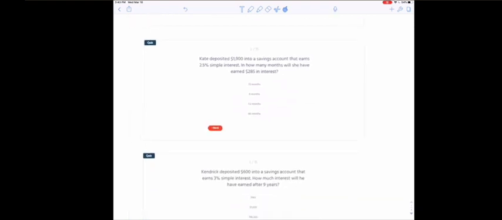It says, Kate deposited $1,900 into a savings account that earns 2.5% simple interest. In how many months will she have earned $285 in interest? So this is kind of similar to the last question, but this time it's asking us for time in months. So we're going to look for time, but then we have to convert it to months. Deposited $1,900 is our principal, 2.5% is our rate, and our interest is $285.